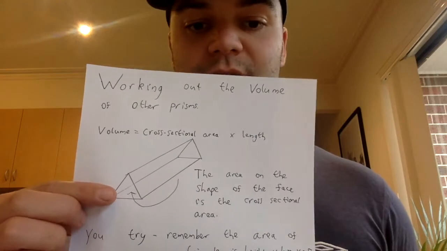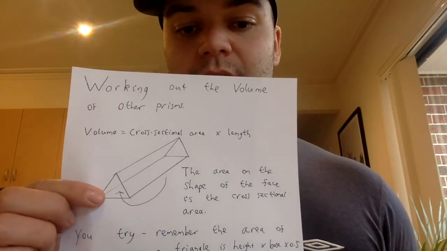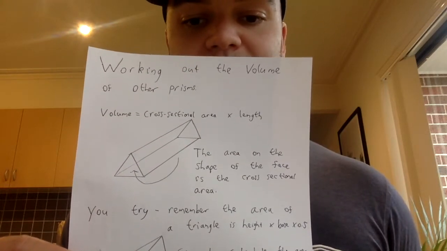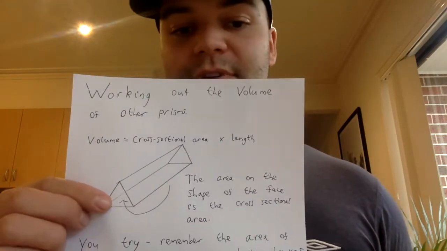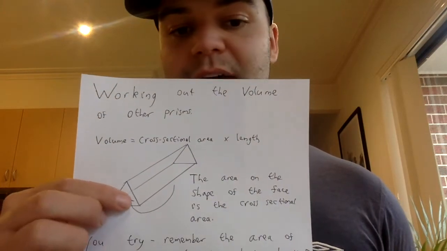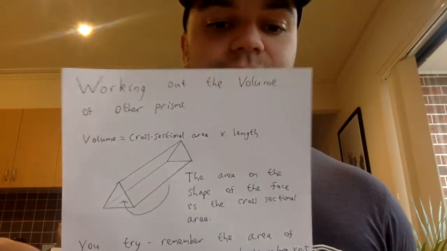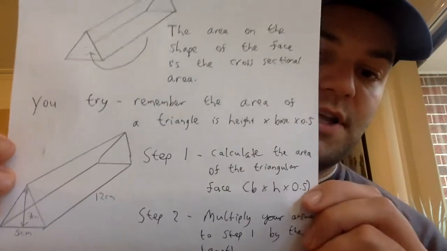Okay, so this is a triangular prism. So just remember, the formula for a triangle is height times base times 0.5. So whatever the area of this is, you'd multiply it by the length, and that would give you the volume of the prism. Okay? So once more, I want you to try.